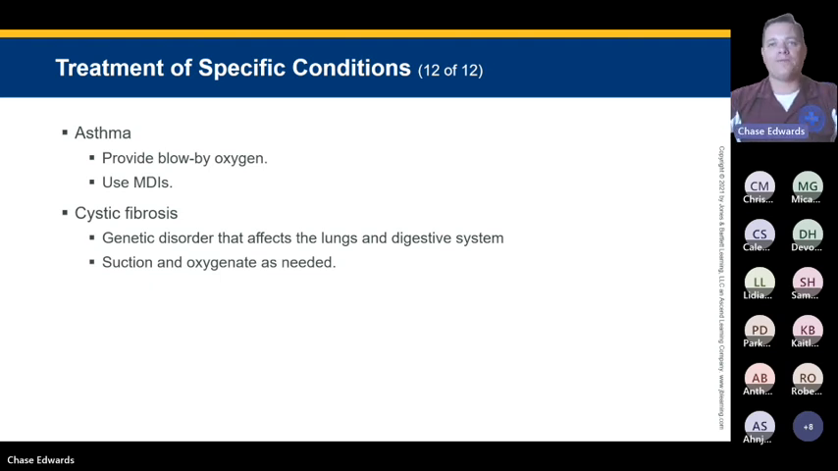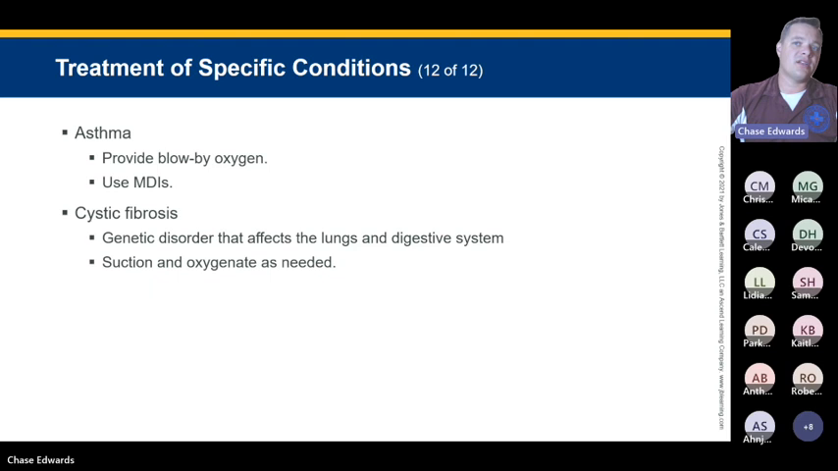All right, so for asthma in children, you can provide blow-by oxygen by holding the mask in front of the child's face. You can use an MDI as you would with older patients. Sometimes they have a device that attaches to the end of it that will hold it in there and lets them control the breathing into it. You put it over on the mask. But you can use the MDIs the same way as you would with your older patients.